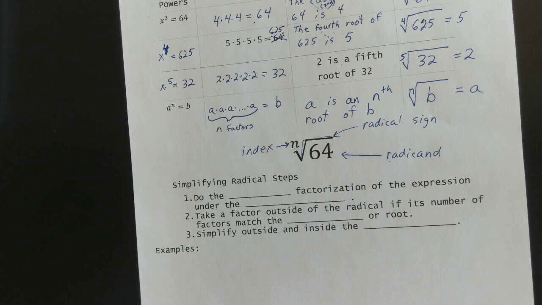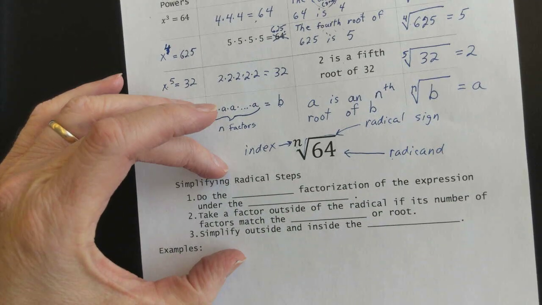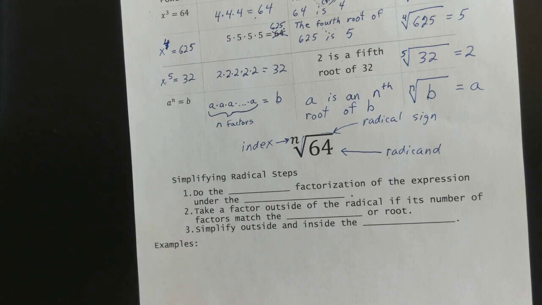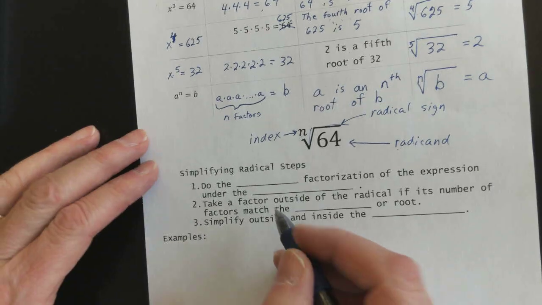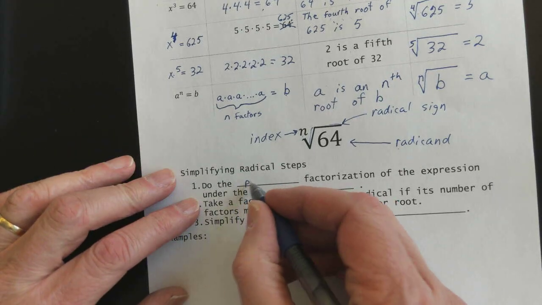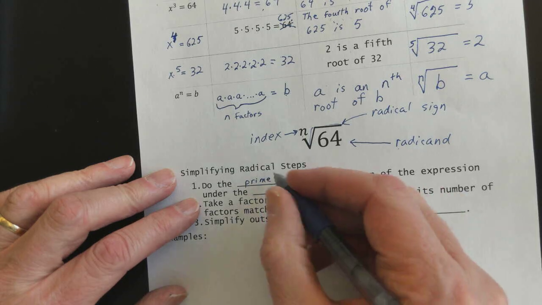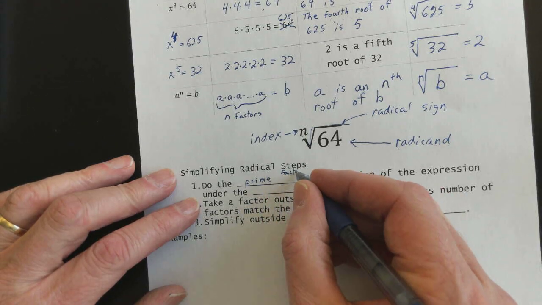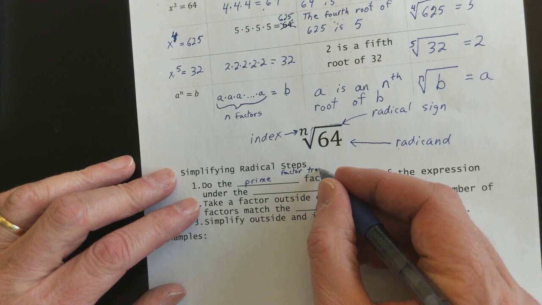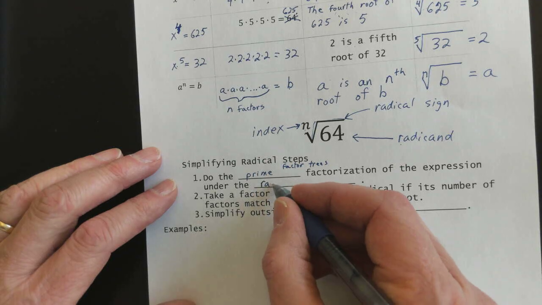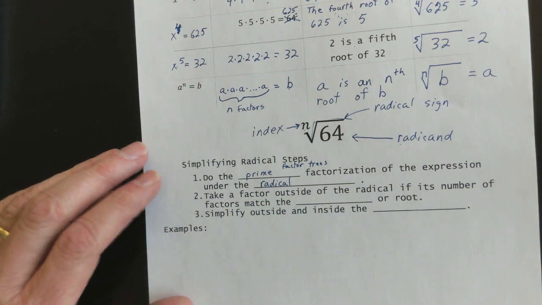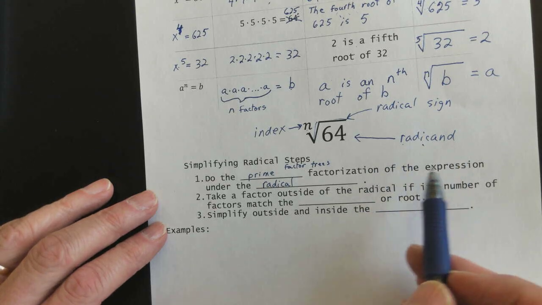Okay. Now, we're going to work on our thing a little bit here, but I have some steps for simplifying radicals. First thing I'd like you to do is the prime factorization, which a lot of times I think of as making factor trees. Do the prime factorization of the expression under the radical, or the radicand. Take the prime factorization of the radicand.